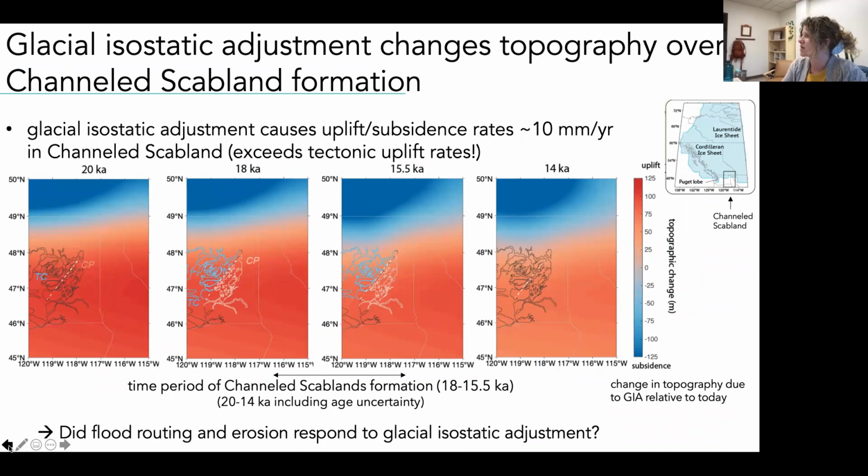Okay, so we're going to see if we can use these predictions of glacial isostatic adjustment to better understand the erosional history of the scablands. We're going to use these predictions of topographic change to revisit what flooding would have looked like on this landscape.